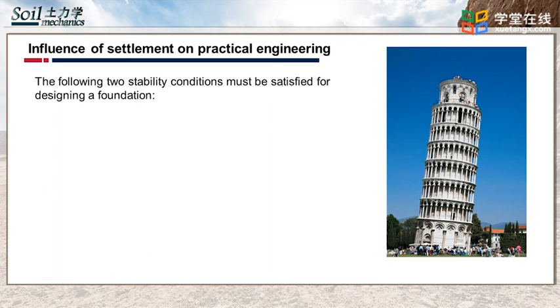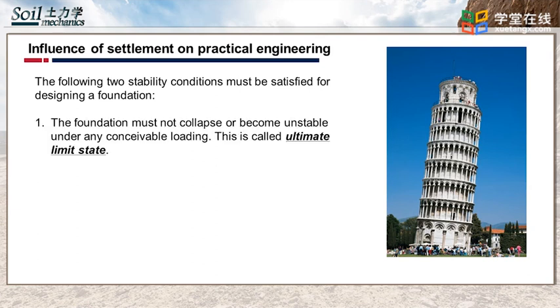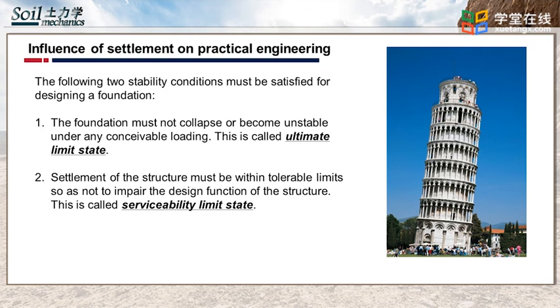The following two stability conditions must be satisfied for designing a foundation. The foundation must not collapse or become unstable under any conceivable loading. This is called the ultimate limit state. The other condition is that settlement of the structure must be within tolerable limits so as not to impair the design function of the structure. This is called the serviceability limit state.